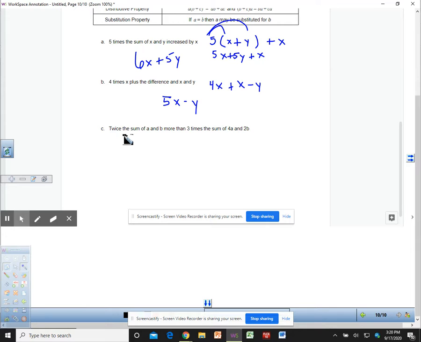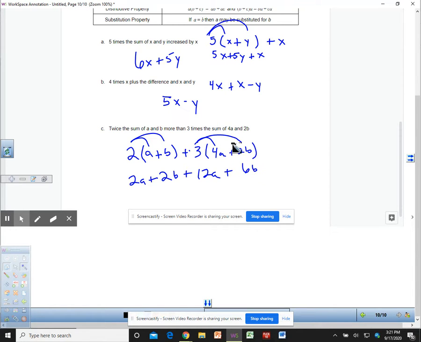Then the last one we're going to look at: twice the sum of A and B. So twice the sum, so 2 times the sum of A and B, more than 3 times the sum of 4A and 2B. So we're going to do some distributing here. Shoot the rockets, as I like to call it. 2A plus 2B plus 12A from this plus 6B. When I combine my A's, I have 14A. When I combine my B's, I have 8B. And you're done.